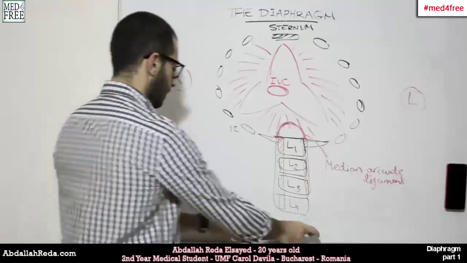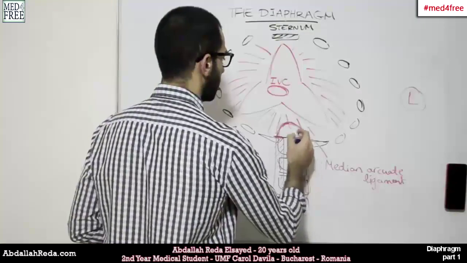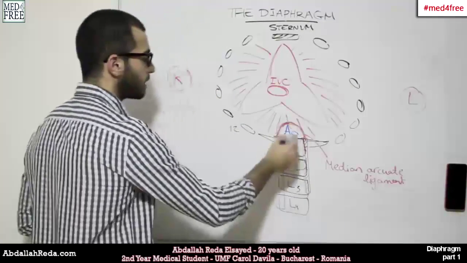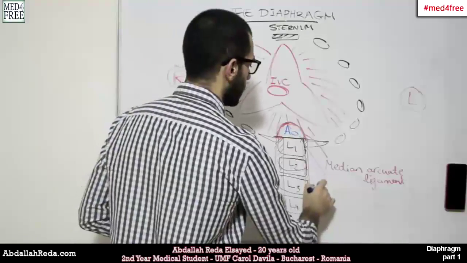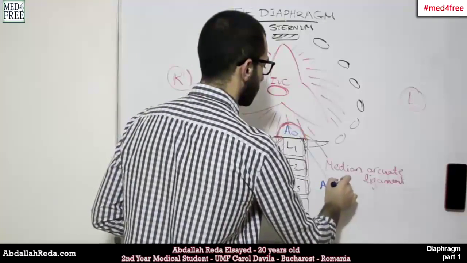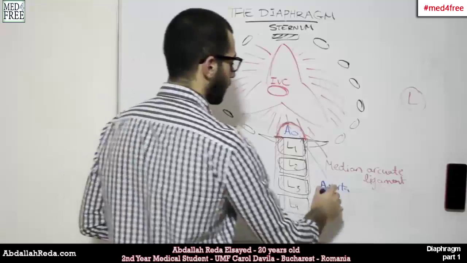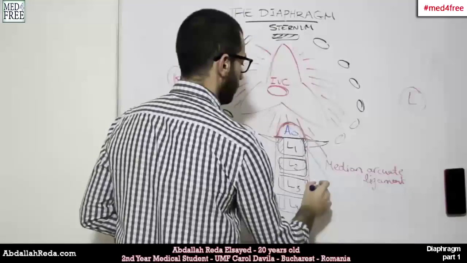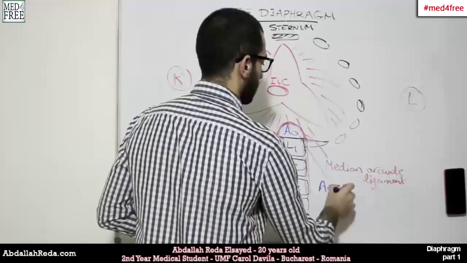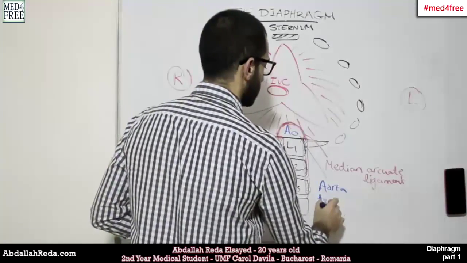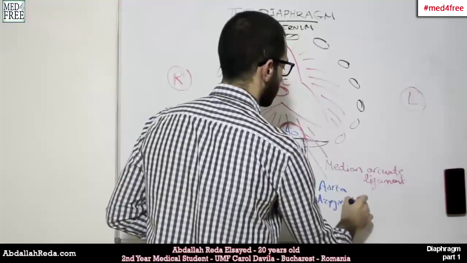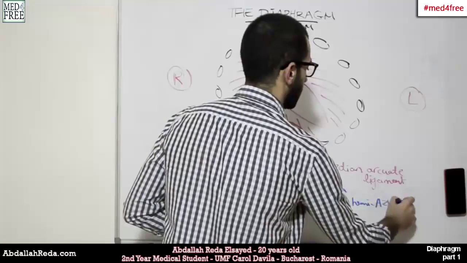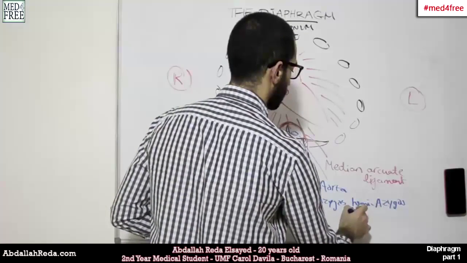And as we can see, this here is a hiatus. It's an opening, which is called the aortic hiatus. So through this hiatus, we have the aorta, the azygos and hemiazygos veins, in addition to lymph nodes, thoracic lymph nodes.